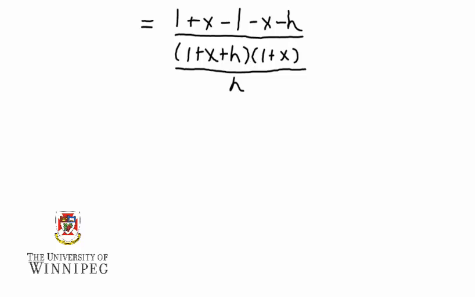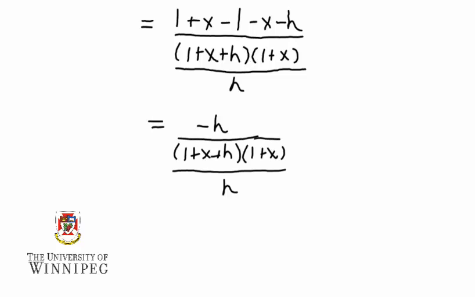So here I've gone ahead and I've distributed that minus sign through the brackets. And what you'll notice is that the 1's and the x's are going to cancel and give us 0. So the only remaining term in the numerator is going to be negative h, and that leaves us with the following complex rational expression.